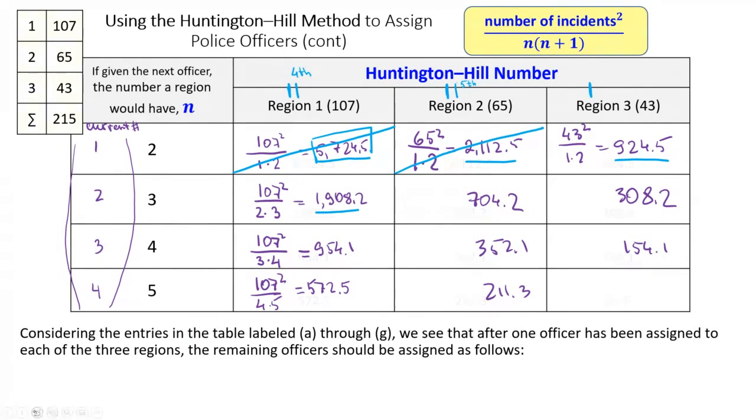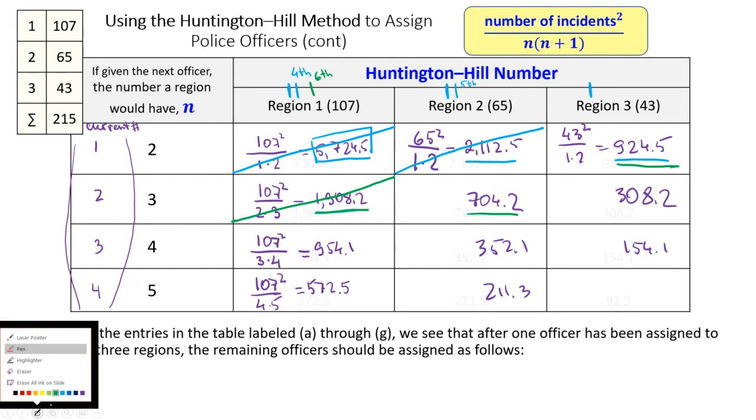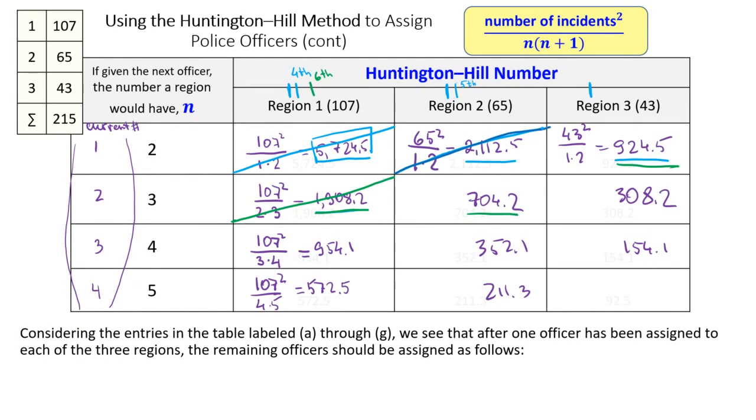Now, let us look at what we have now. We have 1,900, 700, and 900. Of course, now region 1 has the greatest HH number, so the sixth representative goes to region 1. Let me change the color here. So this is what we have used for the 5th.